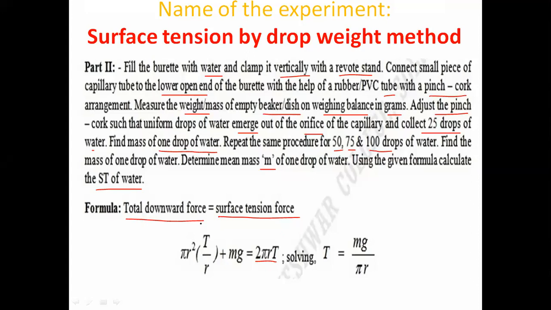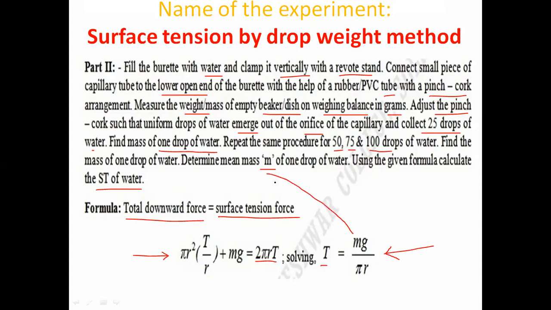So total downward force is equal to pi r square into T divided by small r, plus mg, which is equal to 2 pi r into T. Solving this equation, that is total downward force equal to surface tension force, we get T equal to mg divided by pi r, the simple formula. What is m? It is the mean mass of a drop of water.